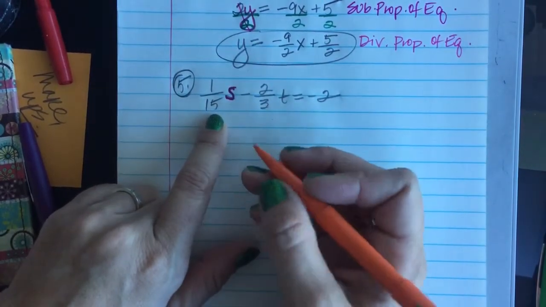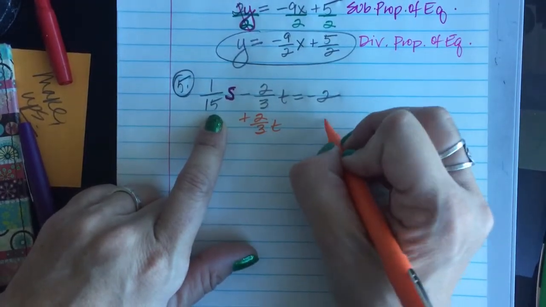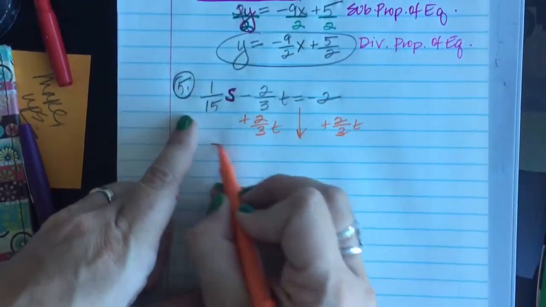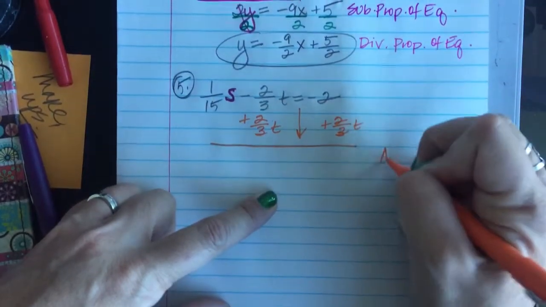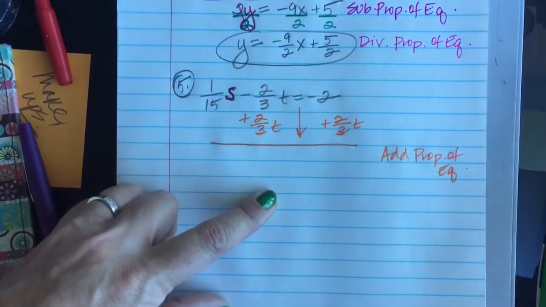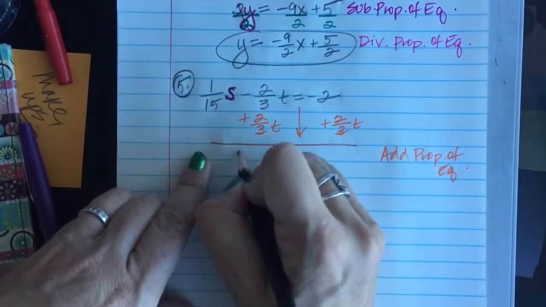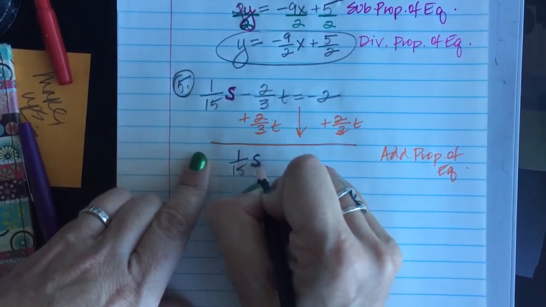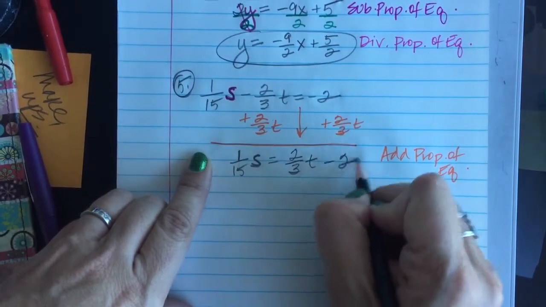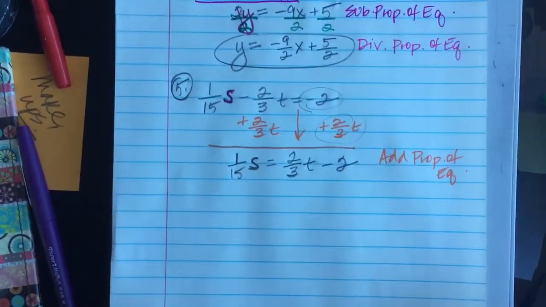Louder. Add 2/3, take the t with it too. Get it out of there. When I go to get it out of here, it's not like negative 2, so I'm not going to be able to put those together. That was addition property. I'm just going to drop that over there. That's addition property. I think this property stuff is going to get in your way. 1/15 s equals 2/3 of t minus 2. So these aren't like, so I just have to write them as the expression 2/3 t minus 2.